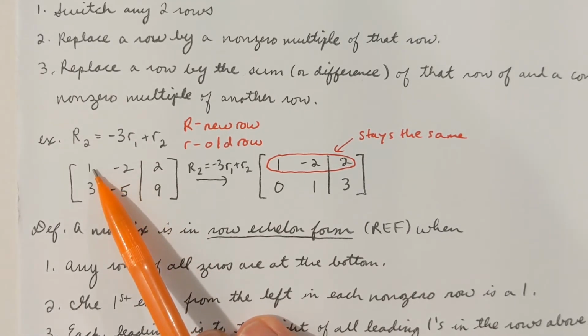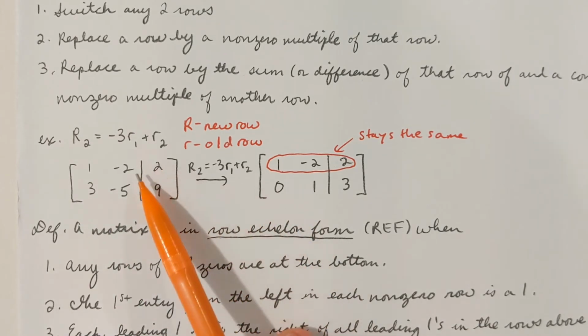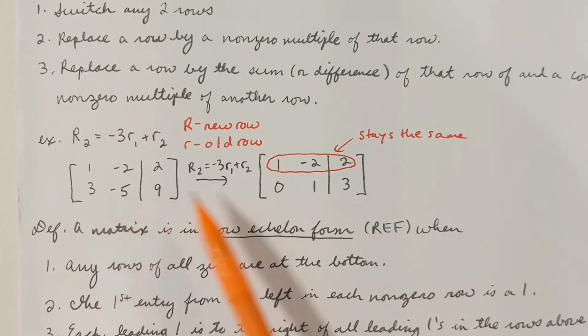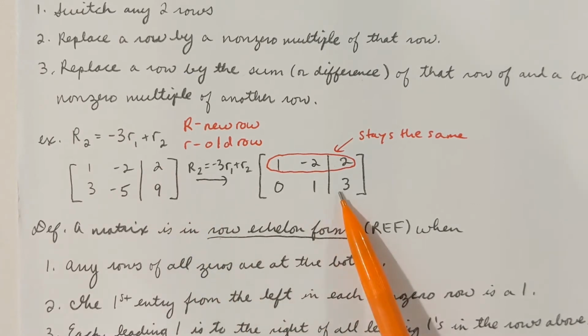Negative 3 times 1 is negative 3. Plus 3 would be 0. Negative 3 times negative 2 is 6. Plus negative 5 is 1. And then negative 3 times 2 is negative 6. Plus 9 is 3. So here'd be my new row 2 then.